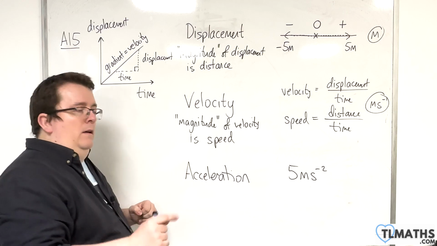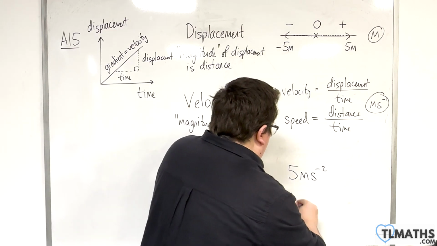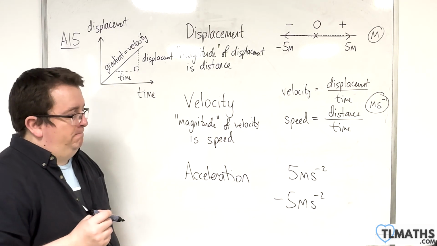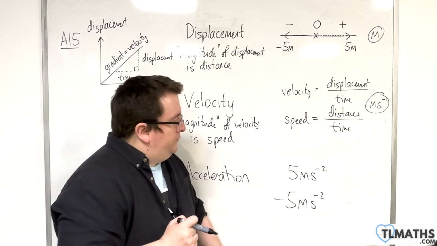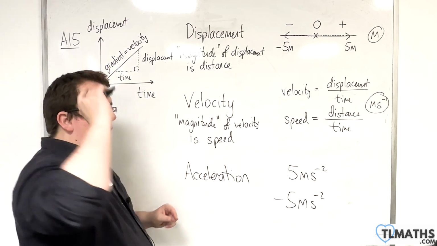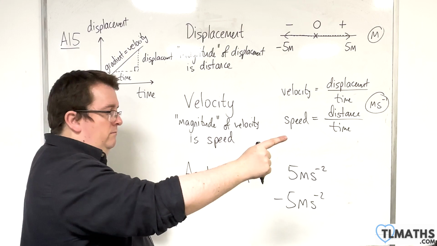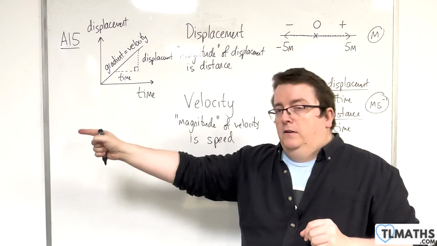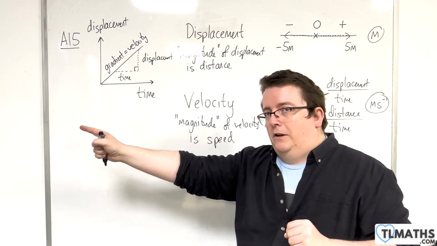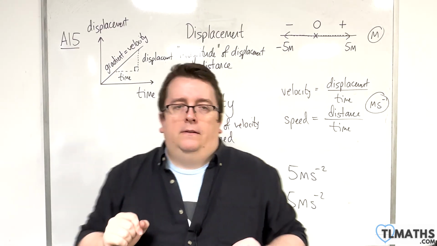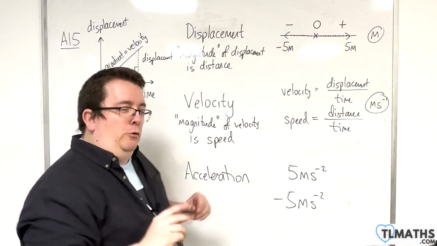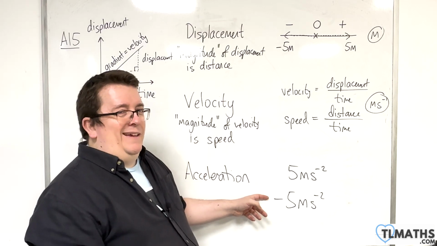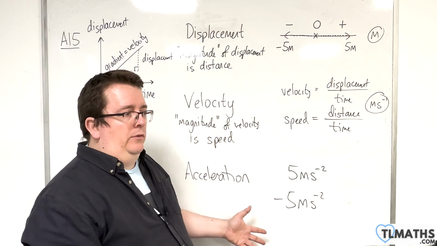Now, I'm going to introduce the negative. So let's say minus 5 meters per second squared. So 5 meters per second squared, accelerating in the positive direction. Minus 5 meters per second squared, accelerating in the negative direction. Okay? However, there's always a sting in the tail, isn't there? However, there is one other thing here. They have alternative meanings.